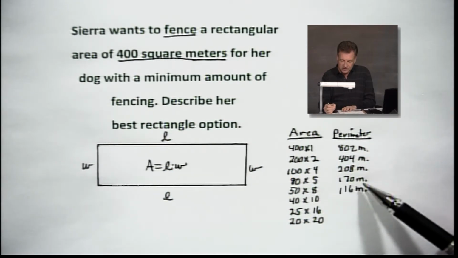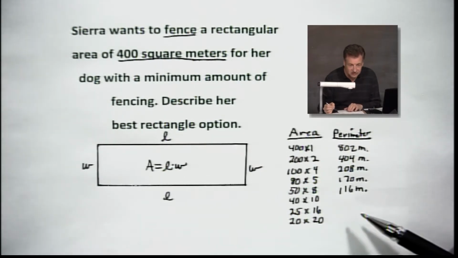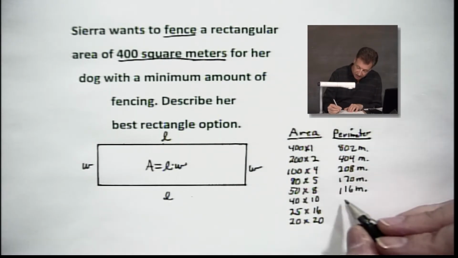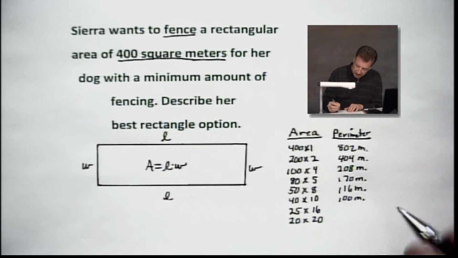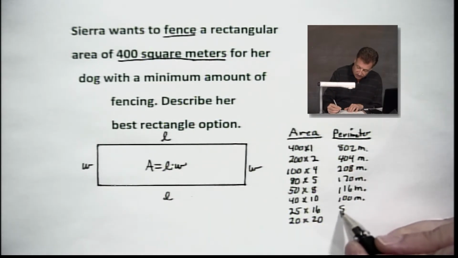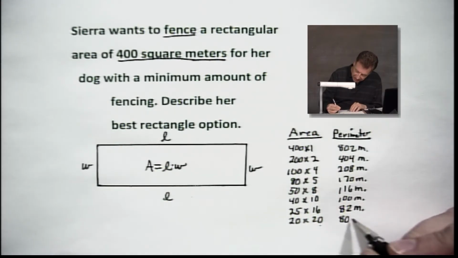Each time we are reducing, and maybe it gets to the point that we can't reduce anymore after we get to 20 times 20. So let's see if this trend keeps happening. It looks to me like we're going to be at 100 meters right there. Here comes the tricky moment. Let's see, 50 and 32, so we're at 82 meters. And last but not least, 20 and 20. We've made a square. Remember, a square is a rectangle, so it counts. And that's going to give us the 80 meters.